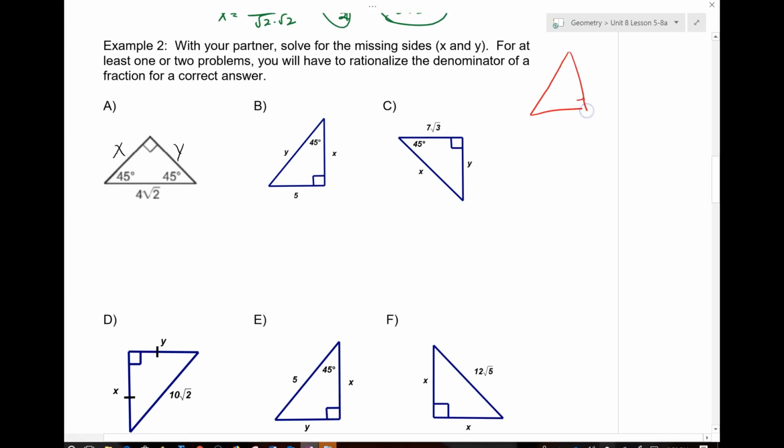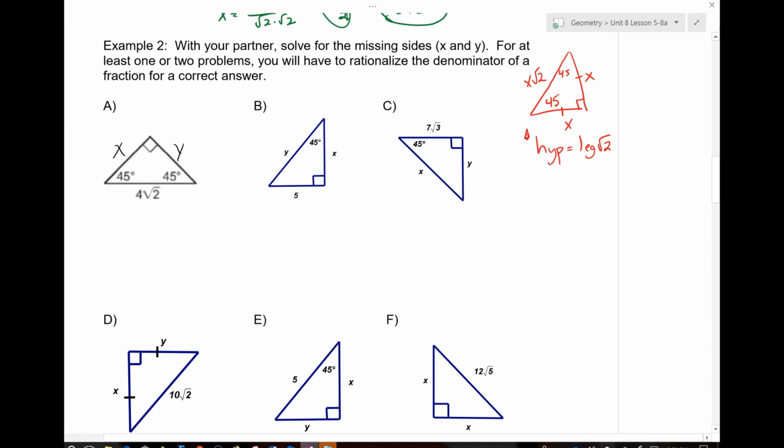On a 45, 45, 90 triangle, we know the legs are going to be the same. And to get to the hypotenuse, you take the leg times root 2. So remember, we use this formula: hypotenuse equals leg times root 2. For most of you, this is probably the best thing to memorize when you work with it.